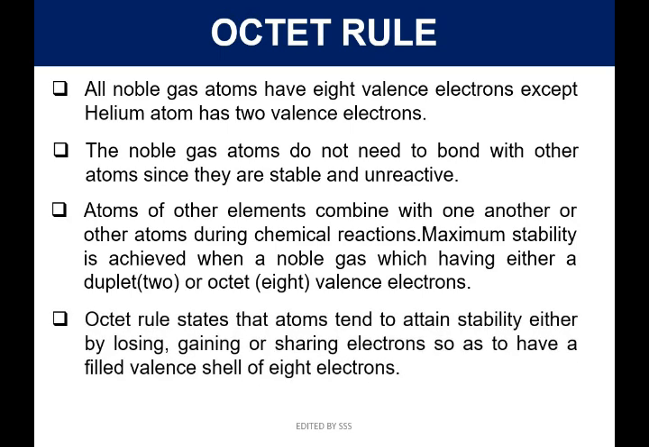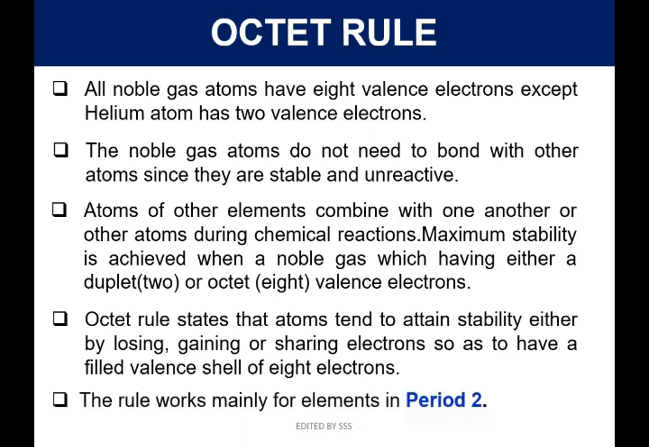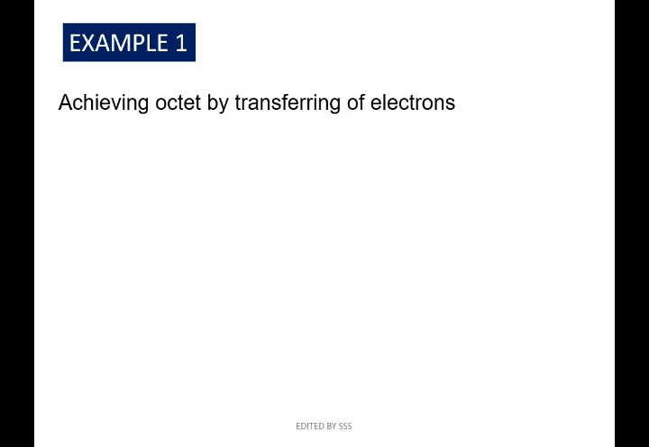The octet rule states that atoms tend to attain stability by losing, gaining, or sharing electrons so as to have a filled valence shell of 8 electrons. The rule works mainly for elements in period 2. Let me explain the octet rule based on the quantum mechanical model, achieving octet by transferring of electrons.